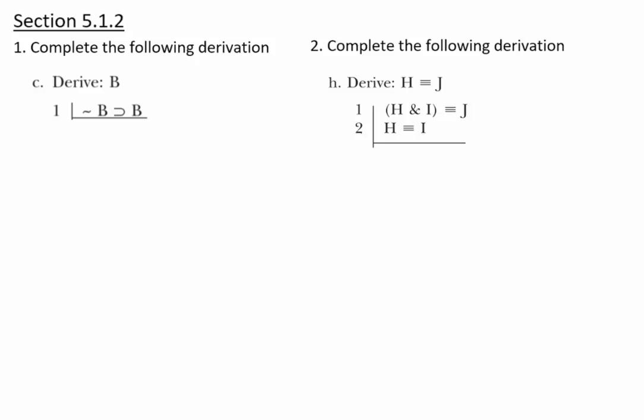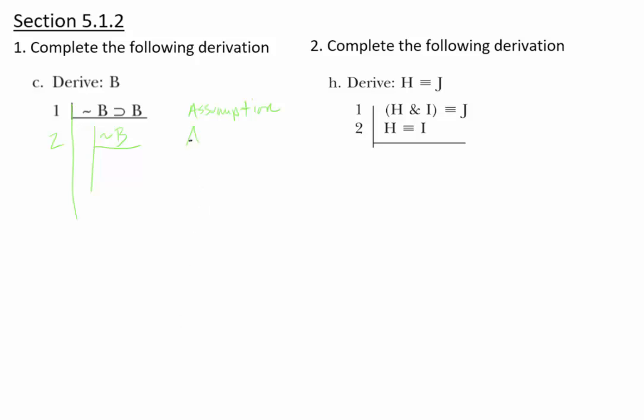For section 5.1.2, problem number 1, we are asked to complete the following derivation. We're given the premise not B implies B, and we're asked to derive B. So, clearly, this is an assumption. And a good strategy for this might be to assume not B so that we get to the other side of the conditional.